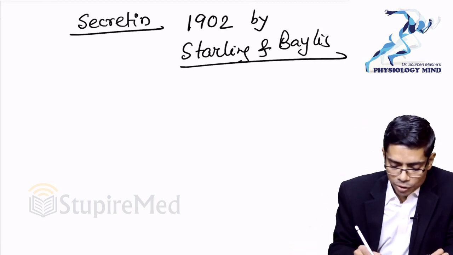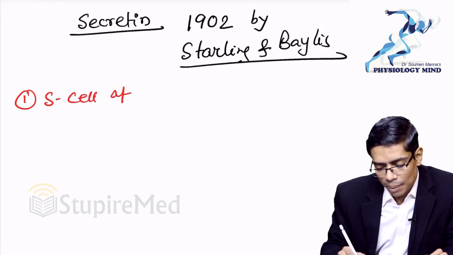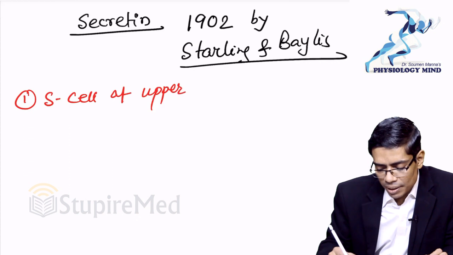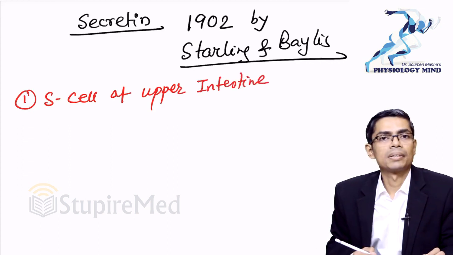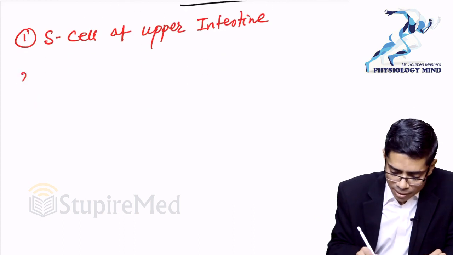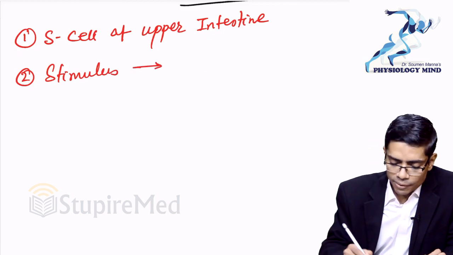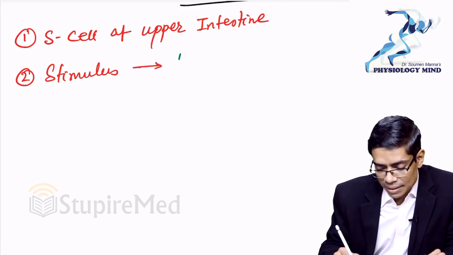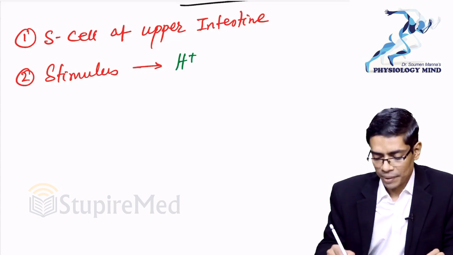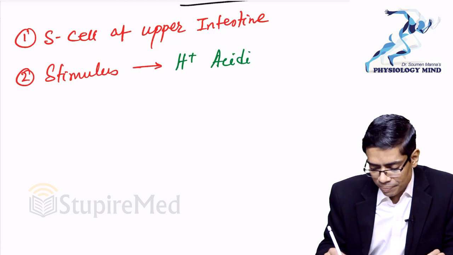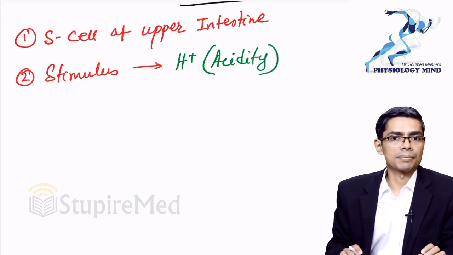Secretin is produced by the S cells of the upper intestine, duodenum and jejunum, right? What is the most potent stimulus? Number 2, the most potent stimulus for secretin is H plus ion, that is acidity of the duodenum. So acidity of the duodenum is the most potent stimulus for secretin secretion.